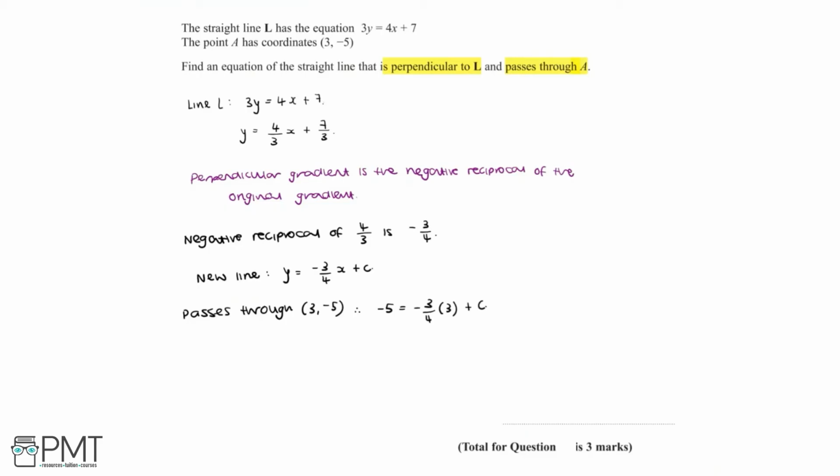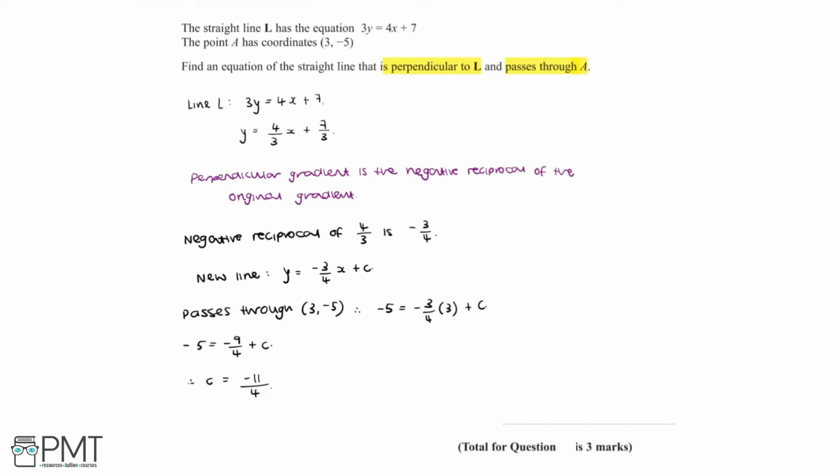If y equals minus 3 over 4x plus c, we know that a point exists on this line where y is equal to minus 5 and x is equal to 3. And so we can say that minus 5 is equal to minus 3 over 4 multiplied by 3 plus c. Minus 3 over 4 multiplied by 3 is equal to minus 9 over 4, and so we can say that minus 5 is equal to minus 9 over 4 plus c. And so moving the minus 9 over 4 over to the other side, we've found that c is equal to minus 11 over 4.